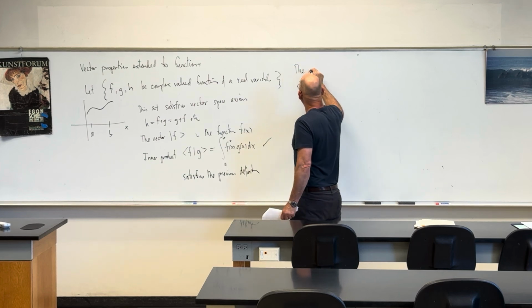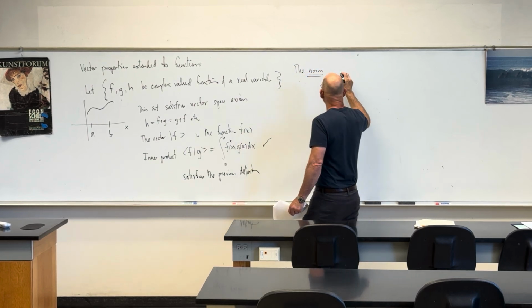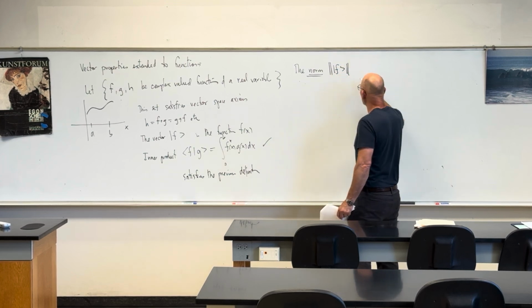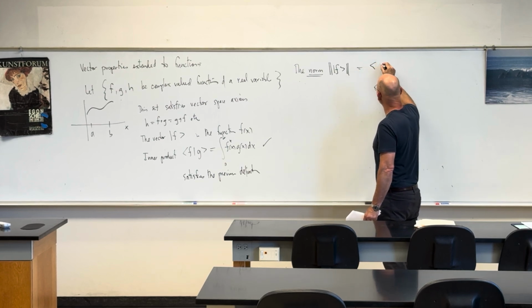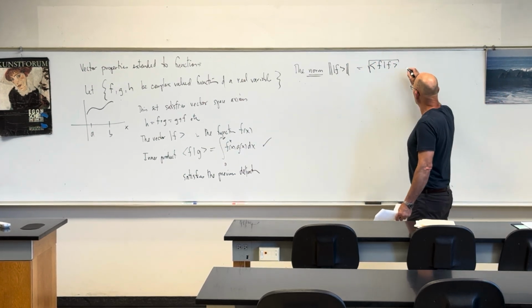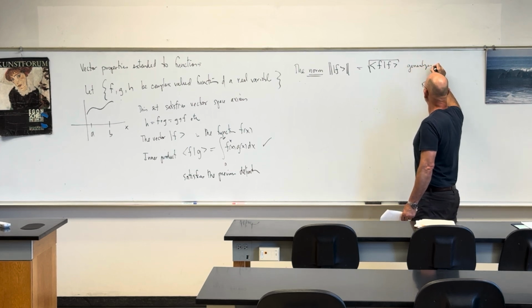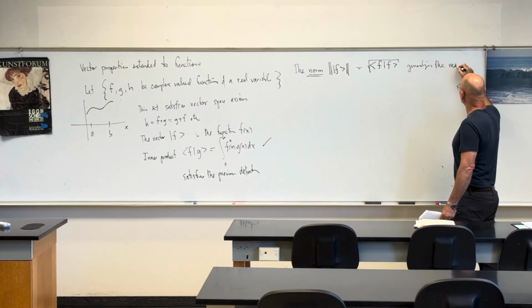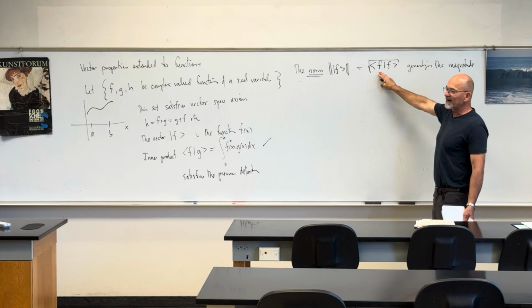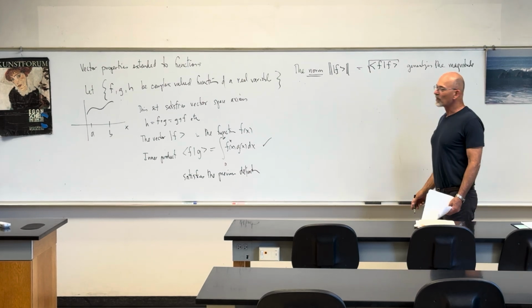So the norm of, say, f, with those two lines, is equal to the square root of the inner product with itself, and that generalizes the magnitude of a vector that we have been using before. So when you have that, it's just a direct generalization, now you can normalize a function.